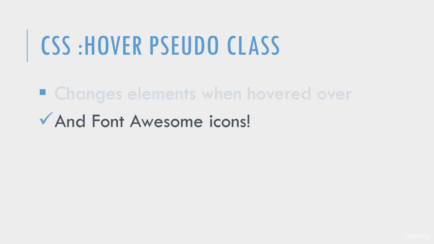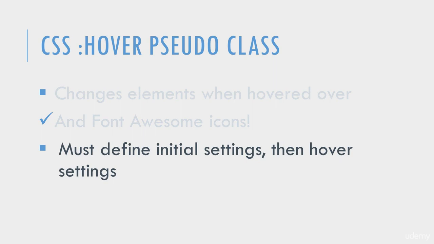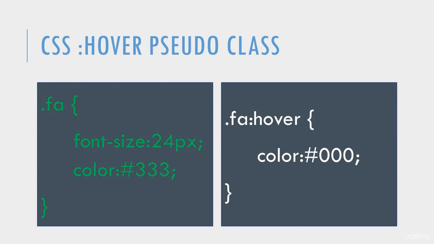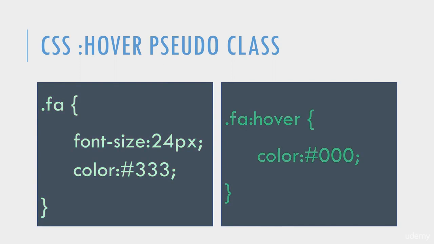Something you need to know is that you have to define an initial setting, and then you define your hover setting. This is what that looks like. On the left we have our initial settings for font size and color, and then on the right we have our hover settings. In this case we have a color property that will overwrite our initial setting that's on the left. You can really do a lot of cool things here. Let's get into the demo.